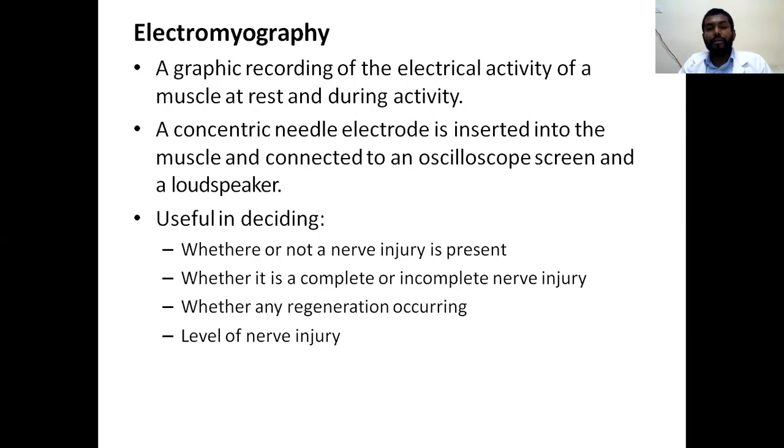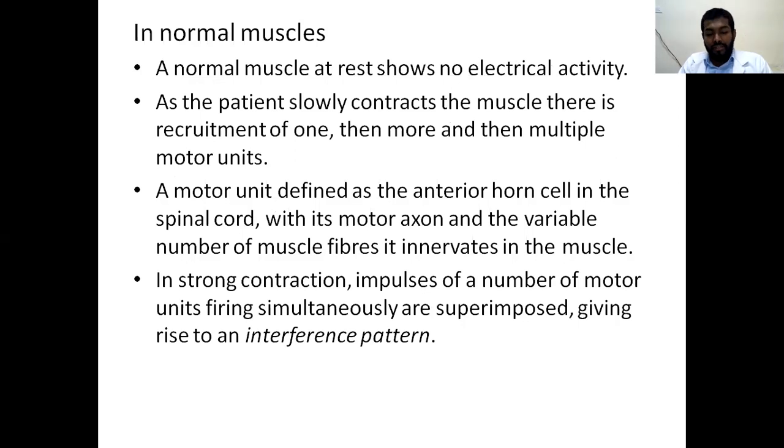It is useful to determine whether or not the nerve injury is present, whether it is a complete or incomplete nerve injury, whether any regeneration is occurring, and what is the level of nerve injury. In normal muscles, there is no electrical activity. Now, when the patient slowly contracts the muscle, there is recruitment of more than one motor unit, one after the another. Now, a motor unit is defined as the anterior horn cell in the spinal cord. The posterior ones are sensory and the anterior horns are motor. Now, when the motor axon is excited, it innervates the muscle. In strong contraction, the impulses of a number of motor units fire simultaneously, giving rise to your interference pattern.